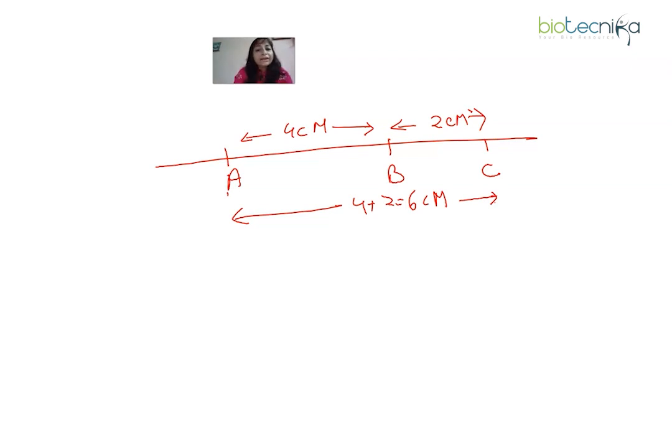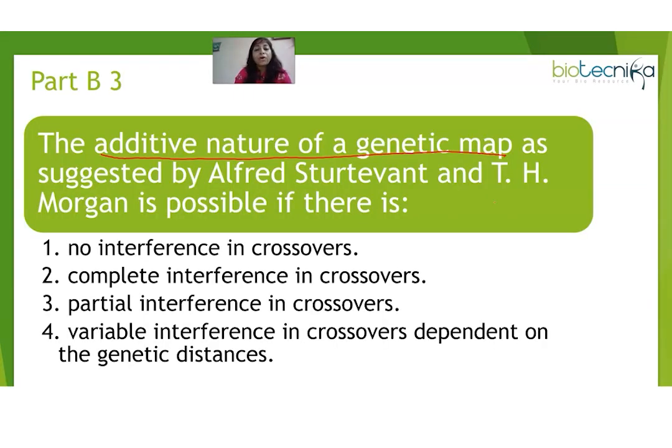Now, that additive nature is followed if there is no crossing over, and that was found by T.H. Morgan and Sturtevant by their experiment on Drosophila, that this addition is not followed when we are talking about large chromosomal distance. Okay, now why is this not followed? The major reason behind it is the double crossover that happens.